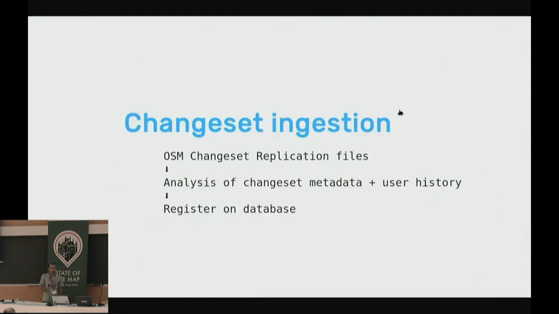We have some process to put the data on OSMCha. We have a changeset ingestion. We get the changesets from the replication files that are published on the OpenStreetMap website. We do an analysis of the changeset metadata, like looking at the quantity of objects that were created, modified, deleted, on the comments of the changeset, on all the metadata that is present on the changeset. We also analyze the user history, like the number of edits of the user, or how long the user has been editing in OpenStreetMap. And we finally register that changeset in our database.